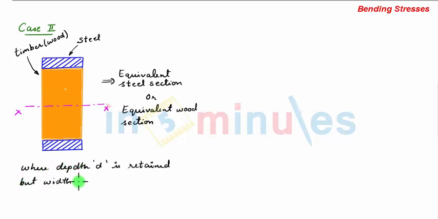but your width is changed. So this composite section can be converted into an equivalent steel section by changing the width of this wooden part of the section, or it may be converted into an equivalent wood section by changing the width of the individual steel sections. So now let us take a case where we convert this composite section into an equivalent steel section.